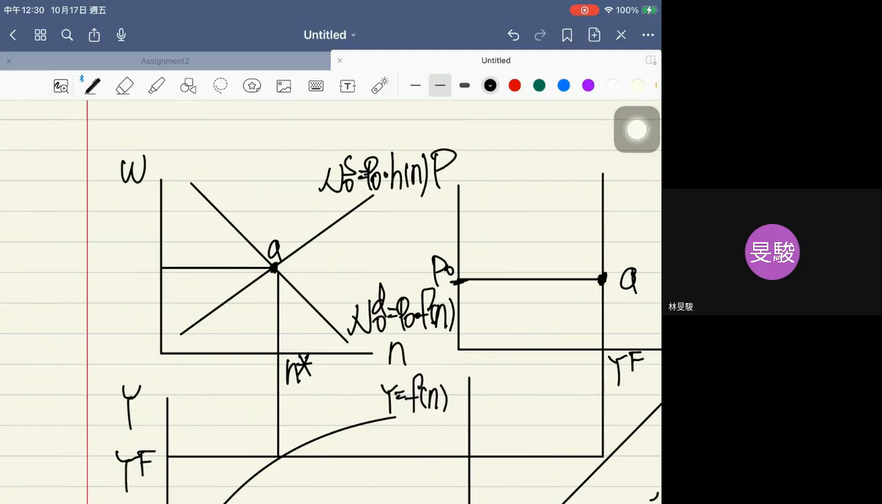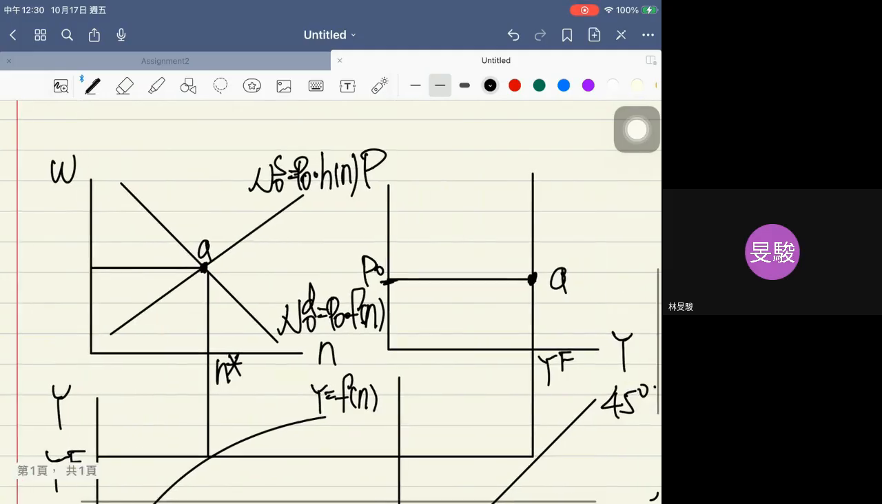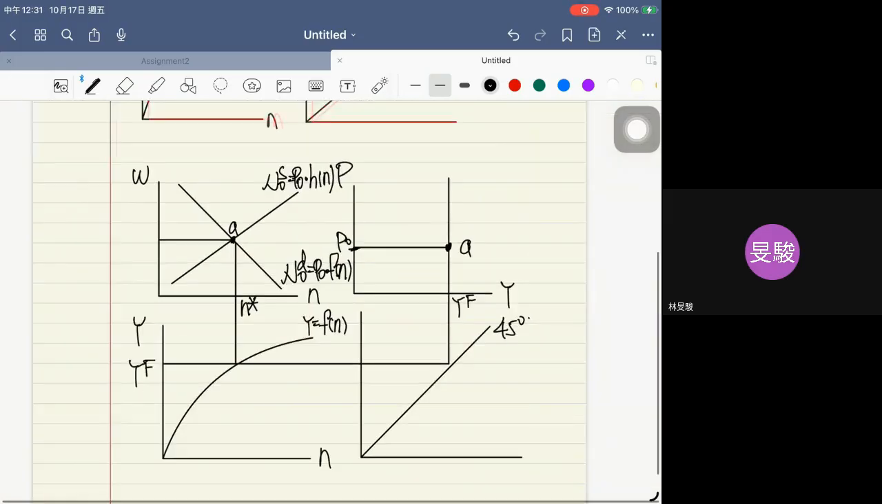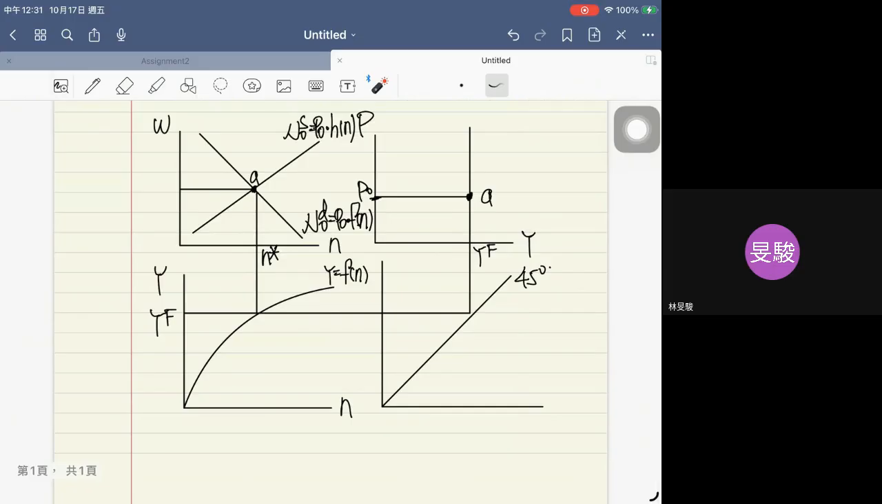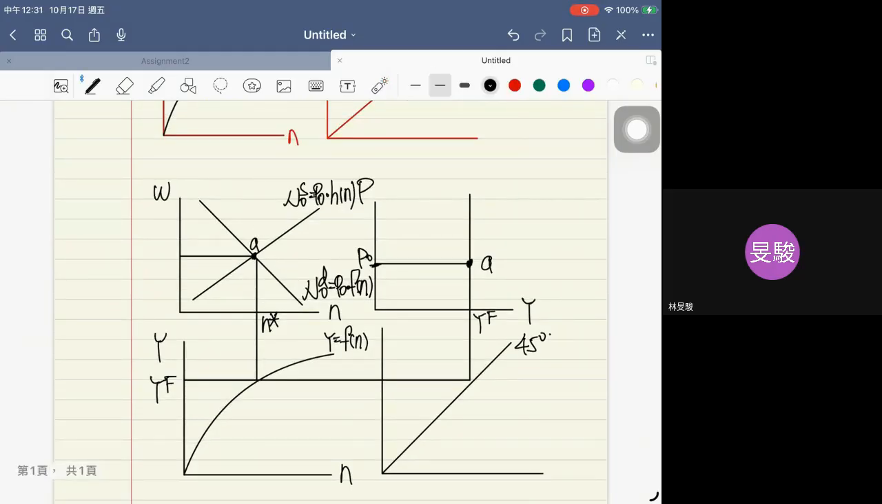Now let us consider the short run case. In this figure, the second quadrant again represents the labor market. However, in the short run, the nominal labor supply becomes a horizontal line.